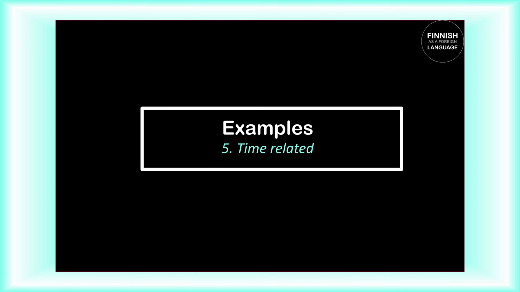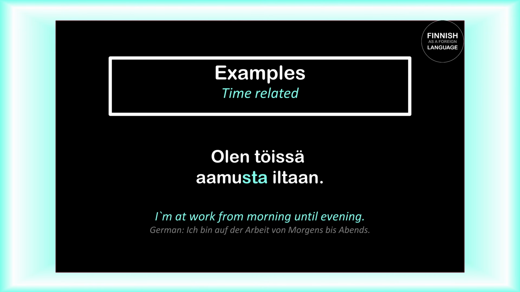Alright, we move on to our next situation, which is time related. For example, olen töissä aamusta iltaan means I'm at work from morning till evening. So olen töissä means I'm at work. Aamusta means from morning. It's the elative case of aamu, and iltaan means till the evening. It's the elative case of ilta. So let's repeat. Olen töissä aamusta iltaan. I'm at work from morning till evening.